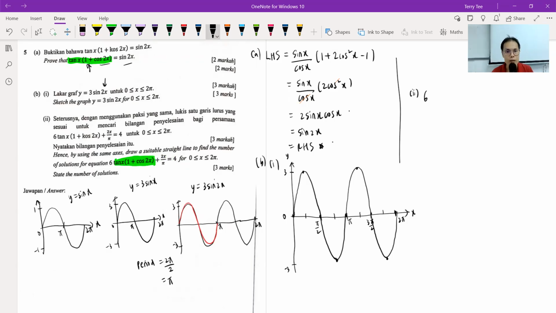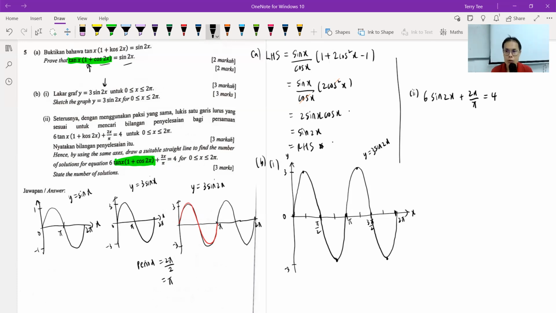That entire tangent bracket 1 plus cos 2x is going to give us sine 2x. And then you have to add 2x over pi. The result will be 4. Now, I have drawn my graph of y equals sine 2x. I want to use this graph to find the solutions to this equation. So that means I need to arrange this equation such that my left-hand side equals 3 sine 2x. There's a 3 in front. My right-hand side must equal another graph. And my job is to draw the second graph on the same axis to find the number of intersections. Remember, the number of intersections is the number of solutions to this equation.